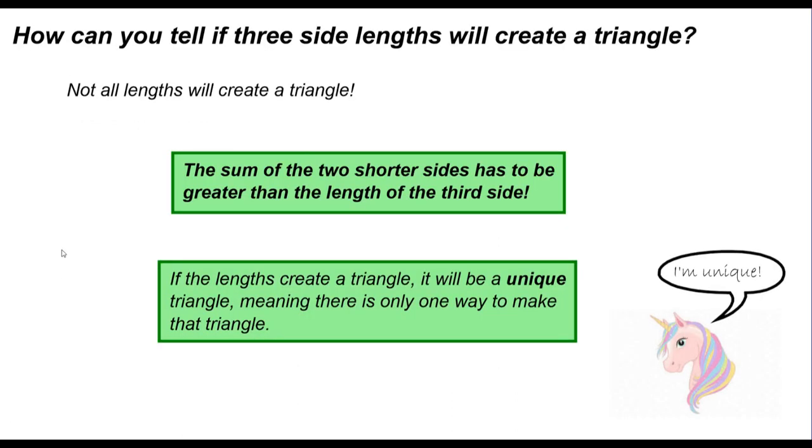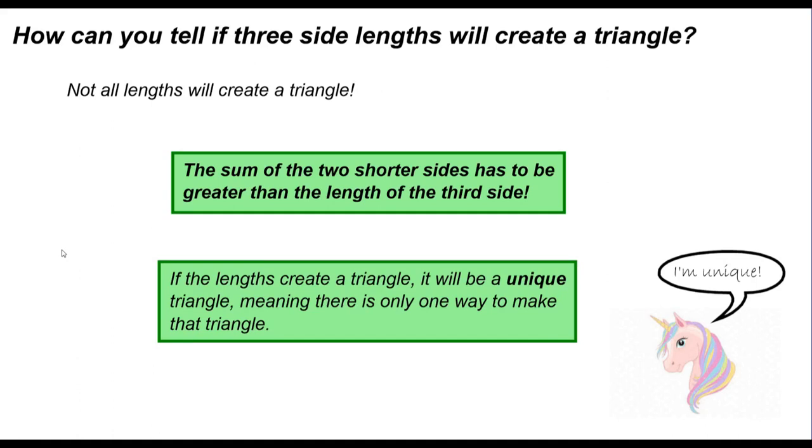So how can you tell if three side lengths will create a triangle? Because not all lengths will create a triangle. I can't just take three random lengths and put them together and always create a triangle. So how can you tell if three side lengths that you're given will actually create a triangle?